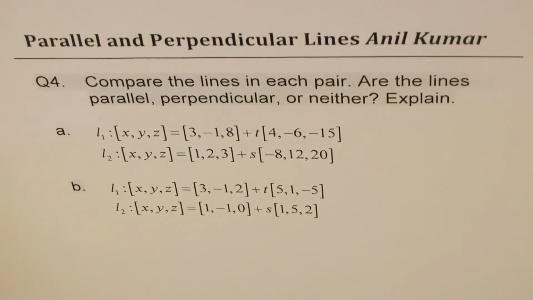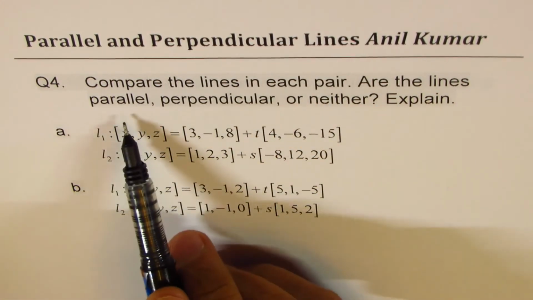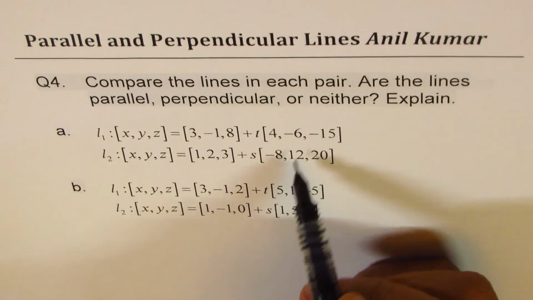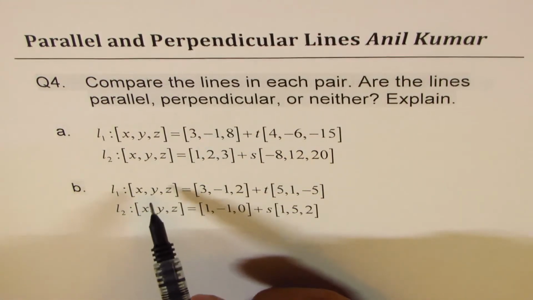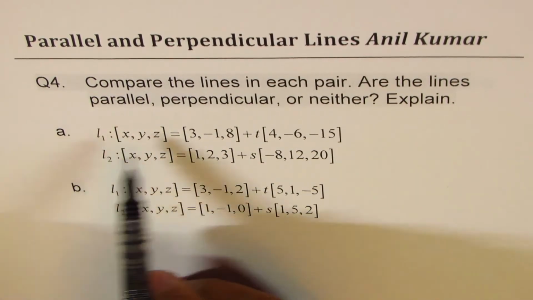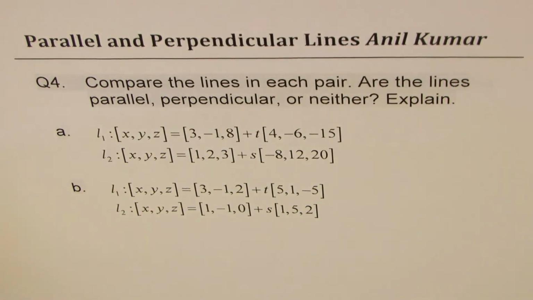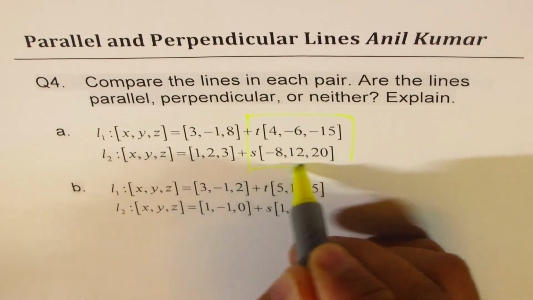Question number 4. Compare the lines in each pair. Are the lines parallel, perpendicular, or neither? So you know the concept. We have to basically do the dot product to find if they are perpendicular. For parallel, they should be scalar multiples. So the first line here, just check the directions, right? That's kind of an important area to check.